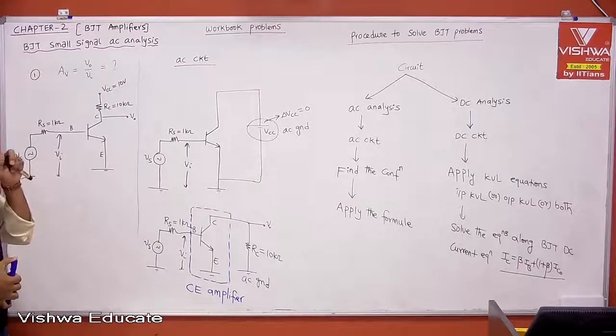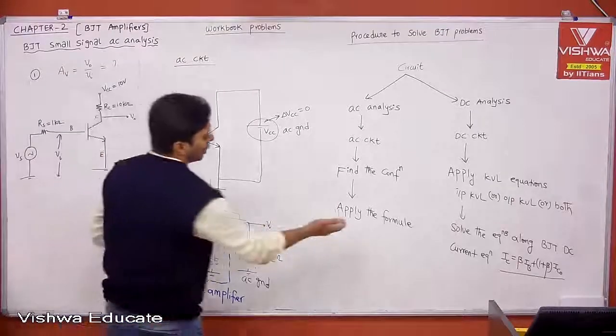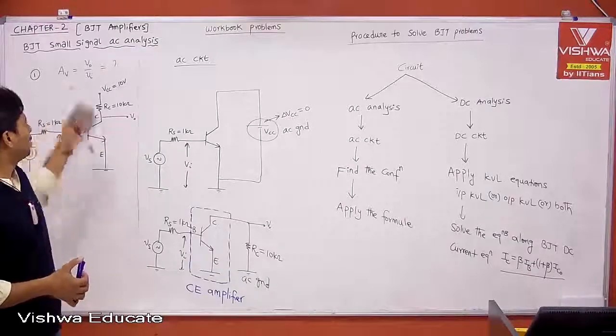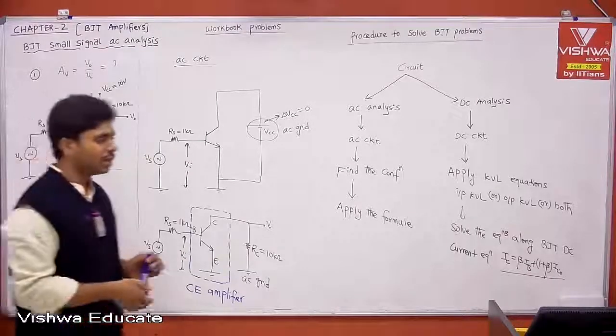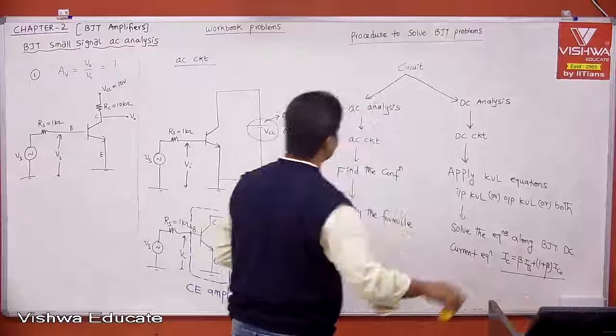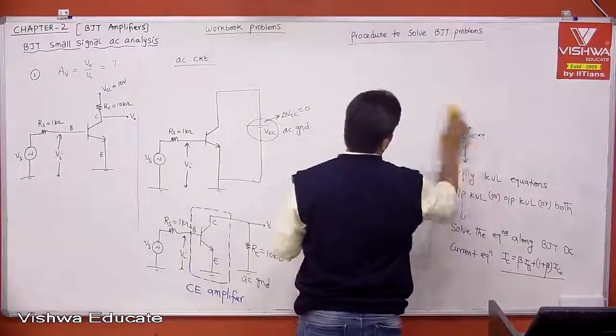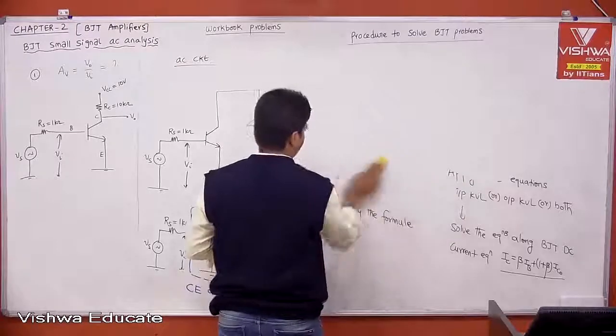Then once you know the configuration, what is the next step? We need to apply the formulae. What we need or what we have, then we can find the voltage gain. I think we know it. Let's substitute and then get it. Let me erase this because I need the board to solve the problem.